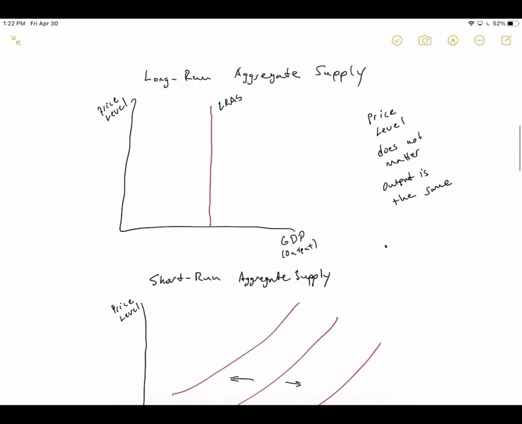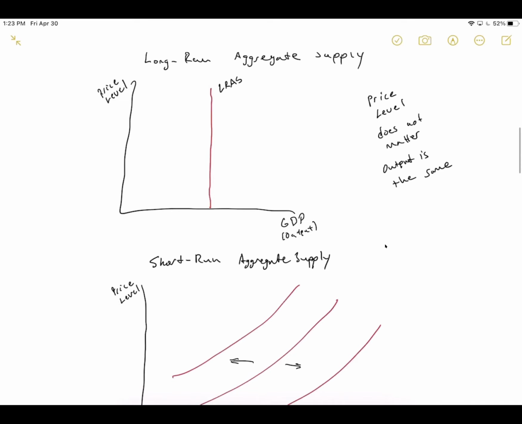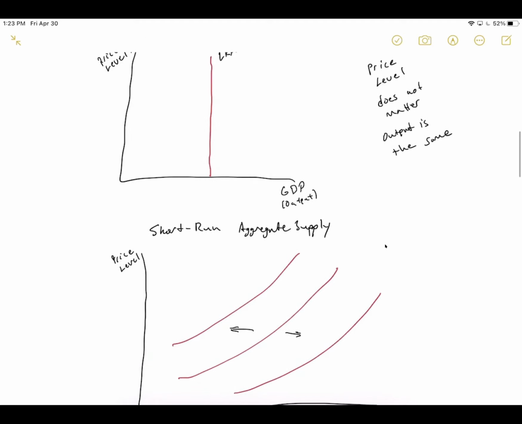So when we're talking about the long run aggregate supply, this is talking about that monetary neutrality idea, that it doesn't matter what the price level is in the long run, our output is constantly going to be the same. So basically at a price level of say 100, it doesn't matter in the long run because GDP will constantly be at whatever that long run output is.